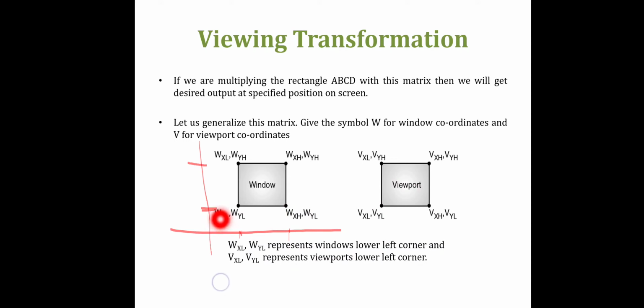What do WXL and WYL show? They represent the window's lower left corner. This is what is required for this whole translation, that is, the lower left corner. So, WXL and WYL show the window's lower left corner, whereas VXL and VYL represent the viewport's lower left corner. Both are required for this viewing transformation process.